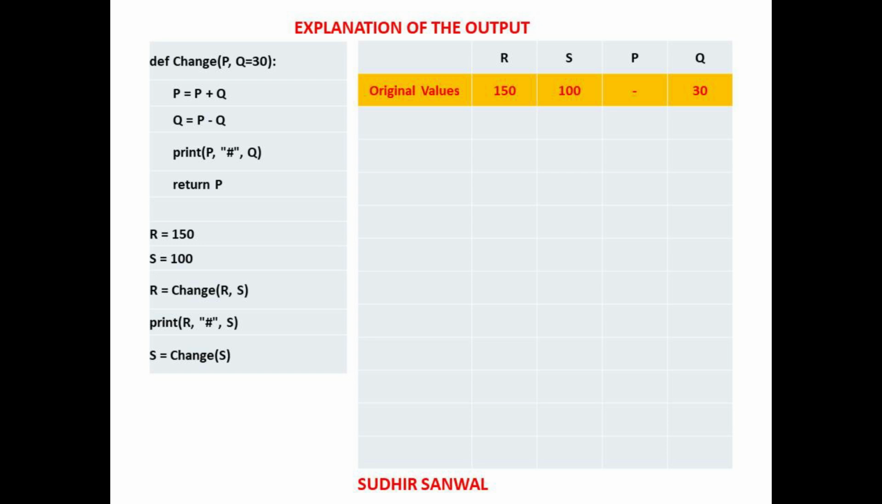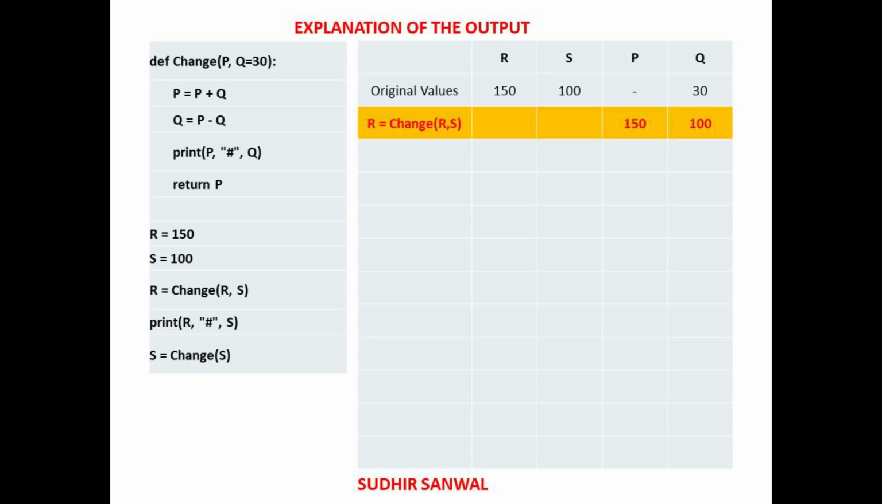Here in this program you can see two values, R is equal to 150 and S is equal to 100. There is a function named change which is being called with these two values as arguments of the function. So before that, let's have a look at the values of these variables. We will map these values on the right hand side. The original values are 150 for R, 100 for S, T has no value and Q is 30.